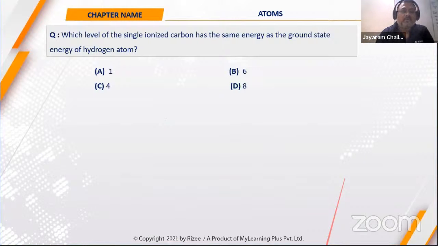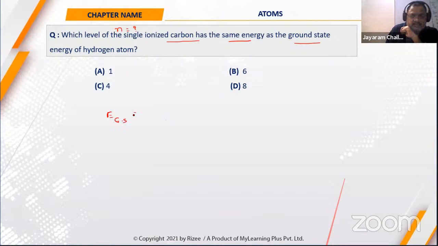Now, next question on this particular thing: which level of the singly ionized carbon has the same energy as the ground state of the hydrogen? Read the question carefully. He is asking which level, that means he is asking what the n value is for the carbon, so that the energy of that nth state should be equal to the energy of the ground state of hydrogen. By the way, what is the energy of the ground state of the hydrogen? How can you calculate that one?